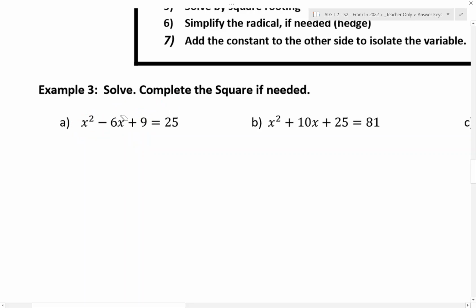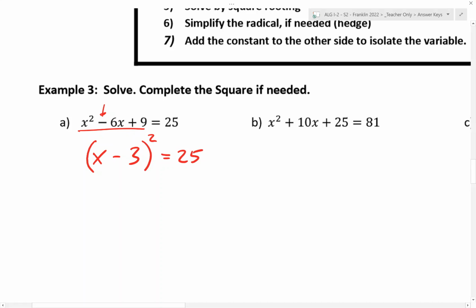We can just factor this part. So ignore the equals 25 for now. We'll just factor this thing. So just like we practiced, we have a binomial here, and the square root of x squared is x. The square root of 9 is 3. And because of this negative sign, we have a minus. And this is squared, right? So this is how we factor x squared minus 6x plus 9. And it's still equal to 25.